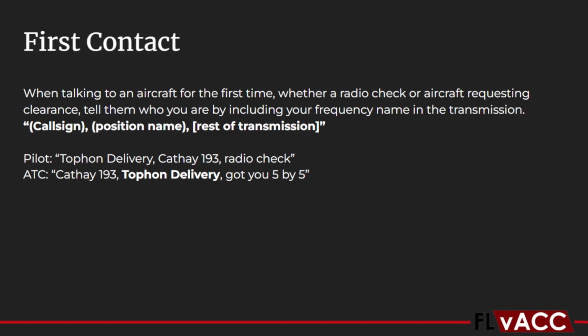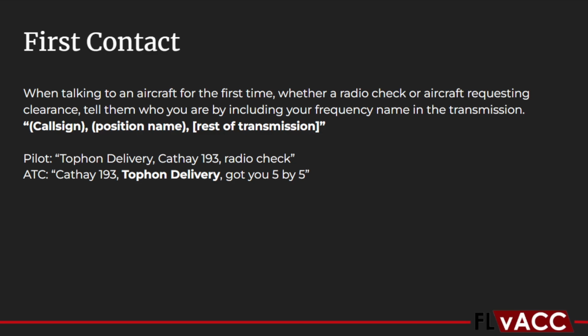Next, on first contact, you will do what is called facility identification. Whenever you talk to an aircraft for the first time, you also tell the pilot what position you are. If I was talking to Cathay 193 for the first time, I would start with Cathay 193, Tofan delivery, and then continue with my transmission. This only applies to the first time that you talk to an aircraft though. Any subsequent transmissions should omit your position.